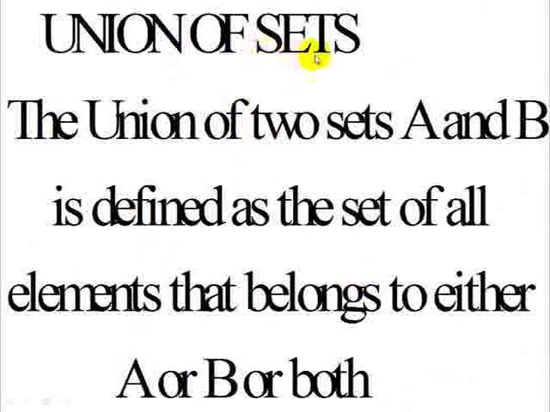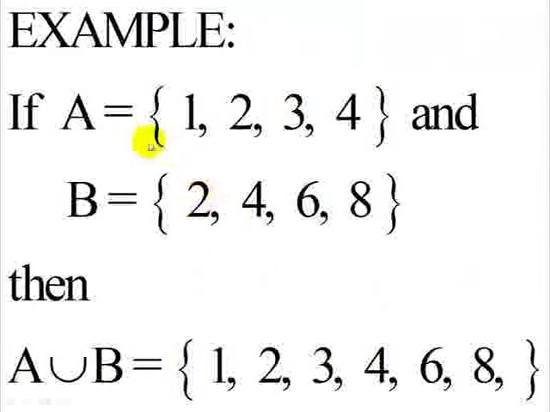Now we have union of sets. The union of two sets, A and B, is defined as the set of all elements that belong to either A or B or both. Now let's look at the illustration.